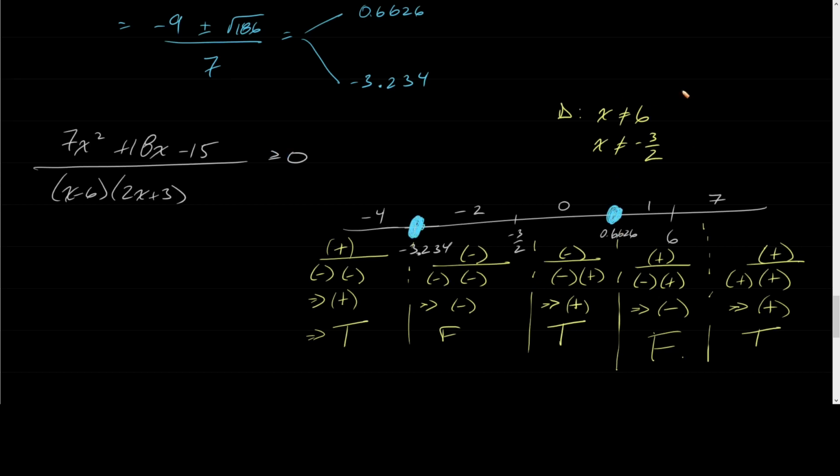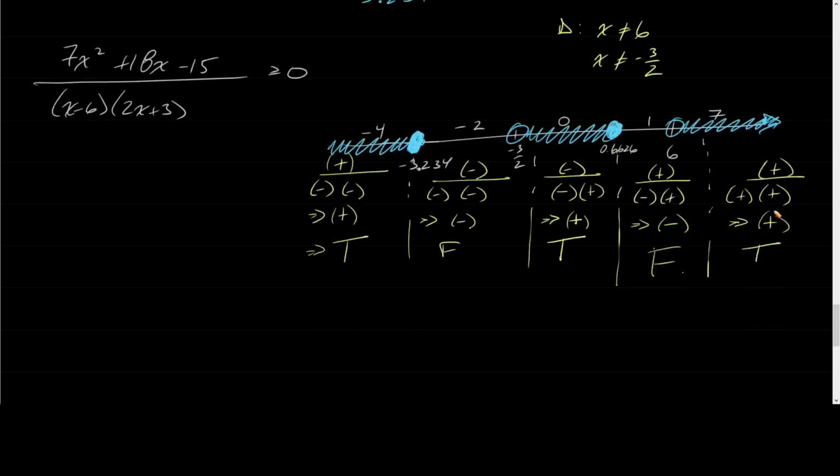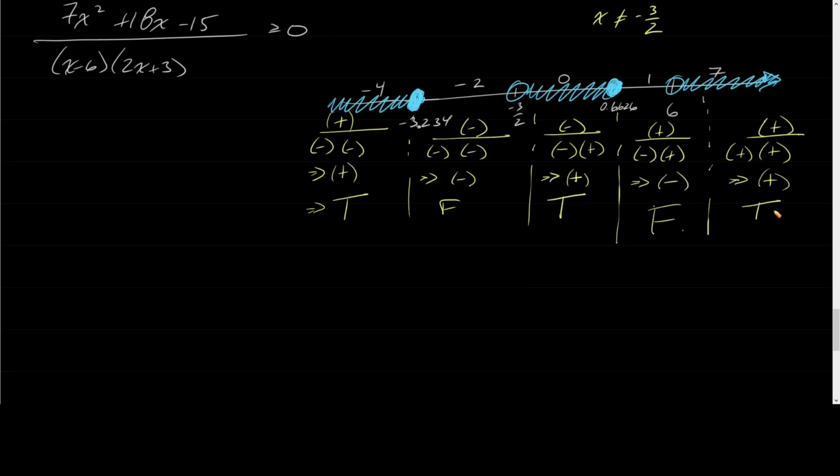And then from our domain, we knew that we couldn't be at negative 3/2 or at 6. The next thing we need to do here is shade in the parts where it is true. So true here, and true for the rest of this. So I'm going to write our solution now. I'm not going to write it as decimals, by the way. I'm going to use the exact form that we got from the quadratic formula.